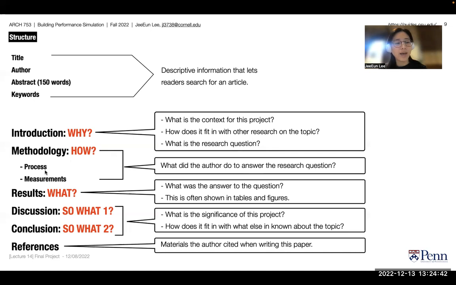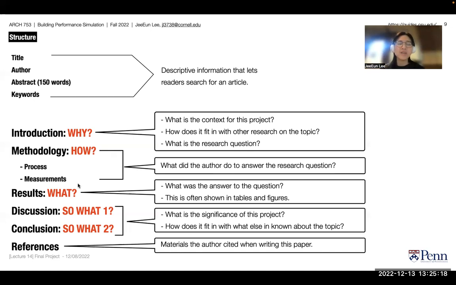This has process and measurement. This is how the author is going to answer the research question. Maybe for us we could say we're going to use Rhino Grasshopper and do this kind of energy simulation and daylight, and we will use Colibri to compare the massive amount of cases.